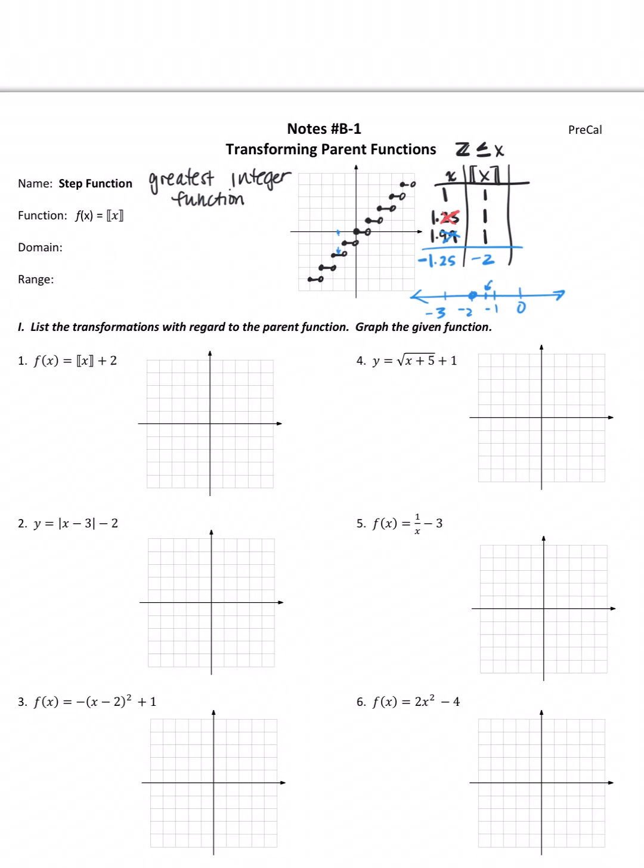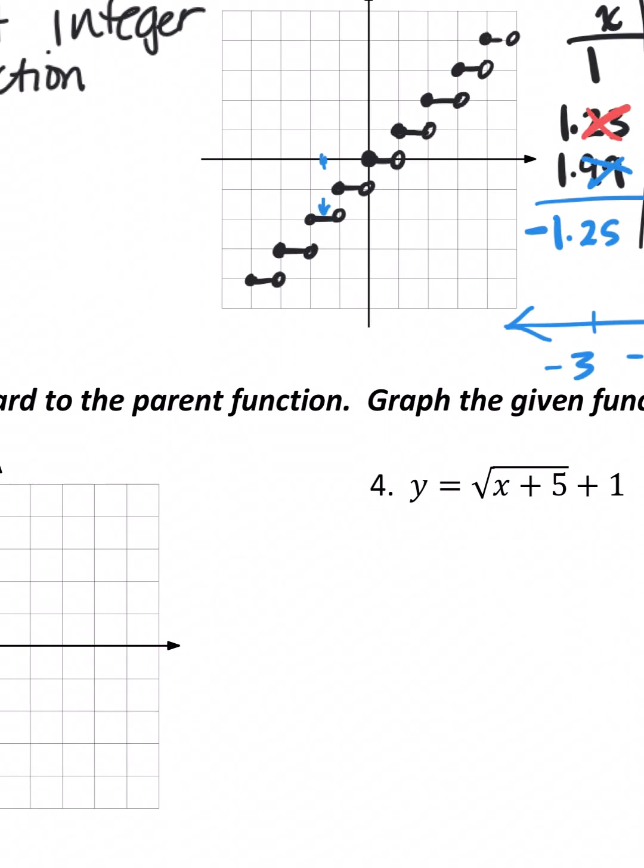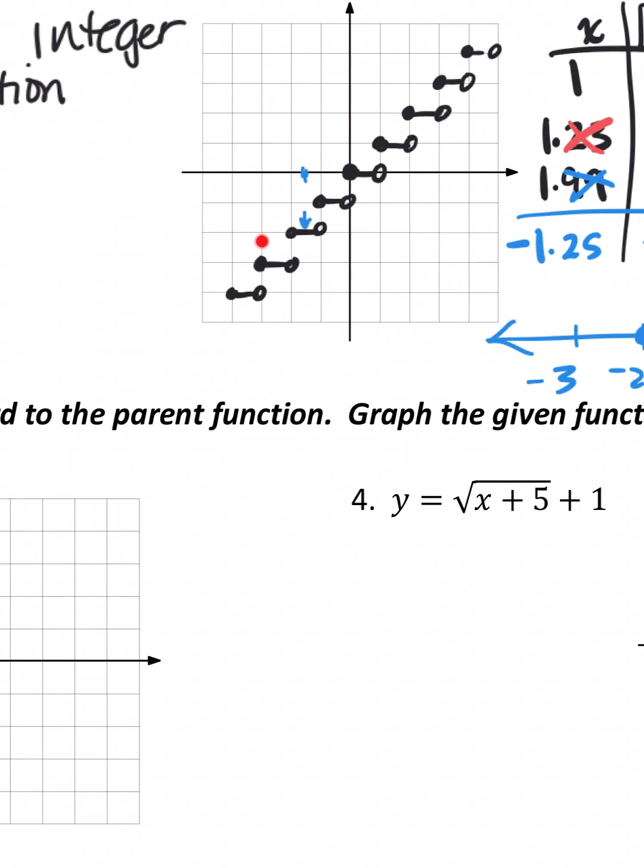But let's look back for a moment. Our domain, notice our domain is going to be all real numbers, okay? All values of x work, because whether it's on an open circle or closed circle, it's valued somewhere on the graph. It's not continuous, but it is on the graph.